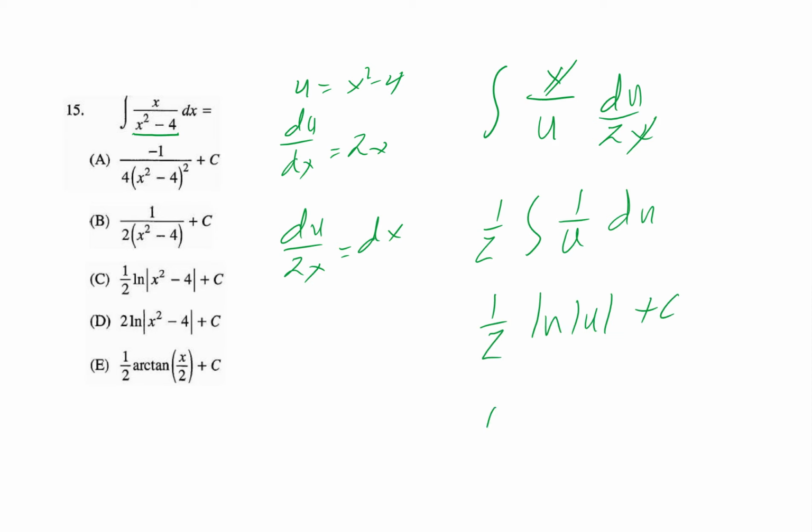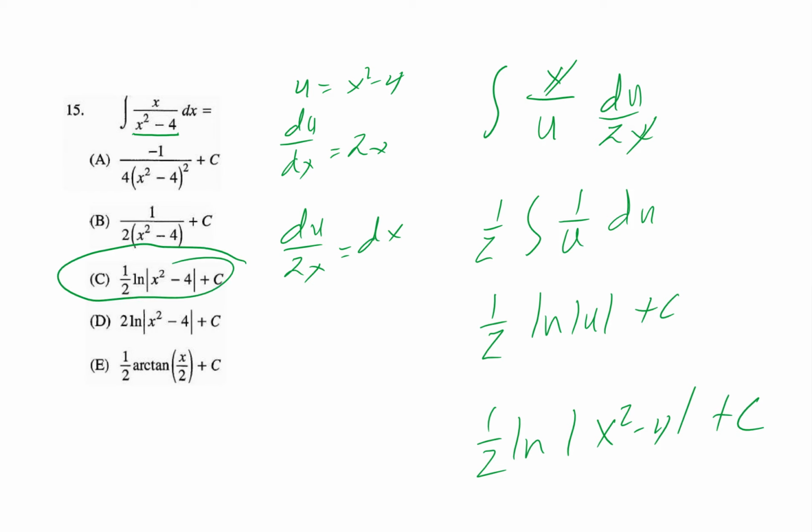Plug your u back in. 1/2 natural log of x squared minus 4 plus c. Find that one. There we go. Done. That's the lesson in under 20 minutes.